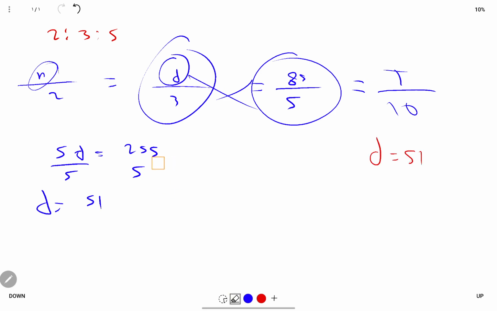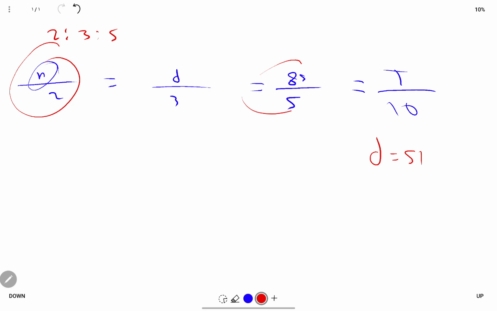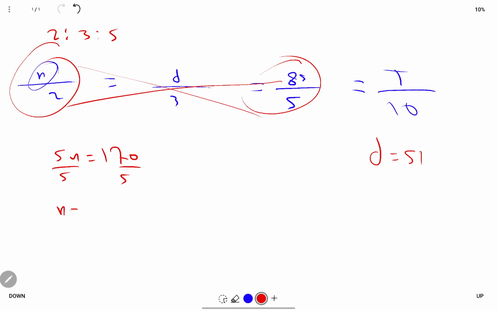Now we need to find nickels, n. So this fraction is equal to this fraction, so we do cross multiply. So 5n is equal to 85 times 2, which is 170. Now we divide both sides by 5. n is equal to 170 divided by 5, which is 34. So n is equal to 34.